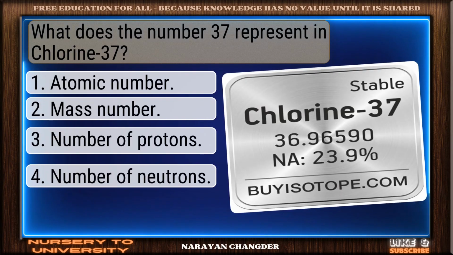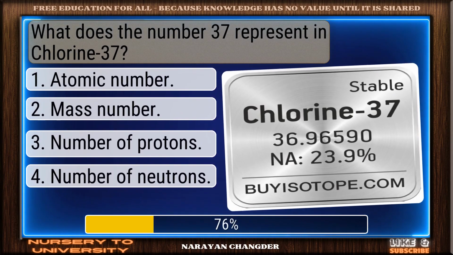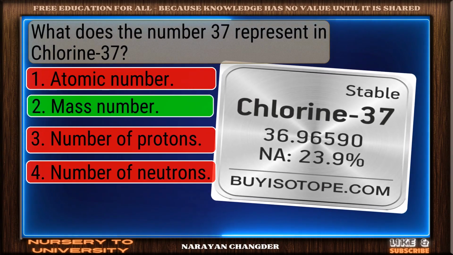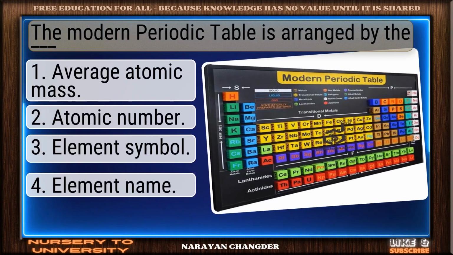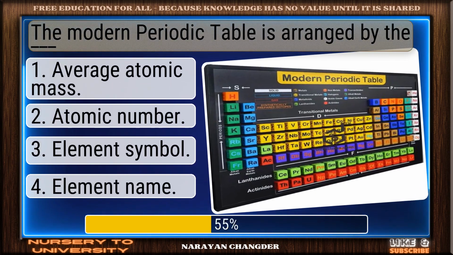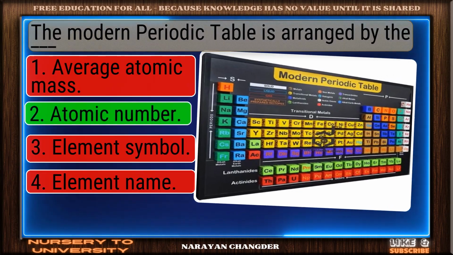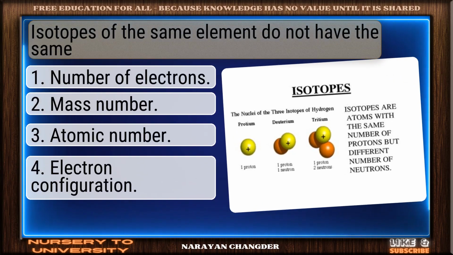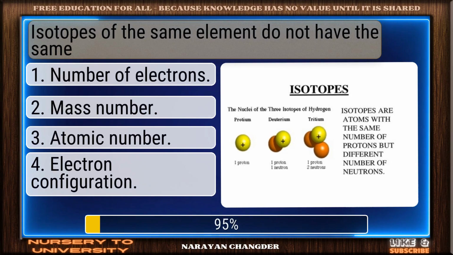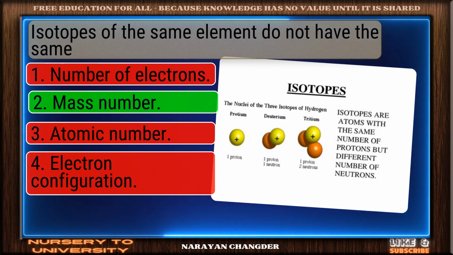What does the number 37 represent in chlorine 37? Great thinking. Mass number is the right choice. The modern periodic table is arranged by the dash. Nicely done. Atomic number is a solid answer. Isotopes of the same element do not have the same. Well done. Mass number is the right choice.